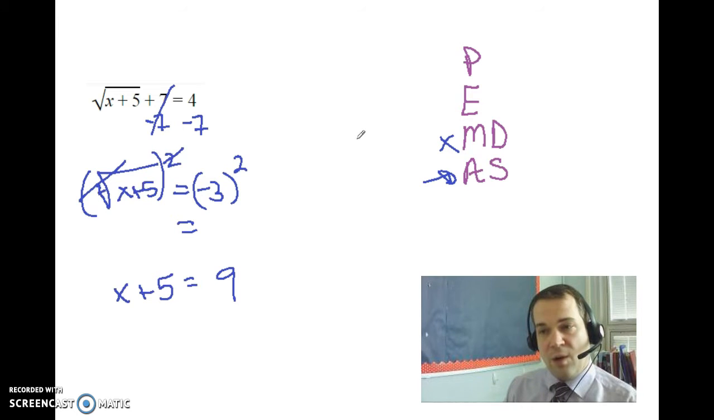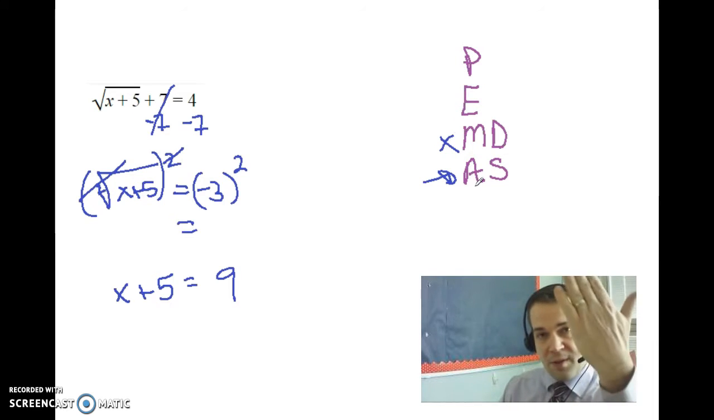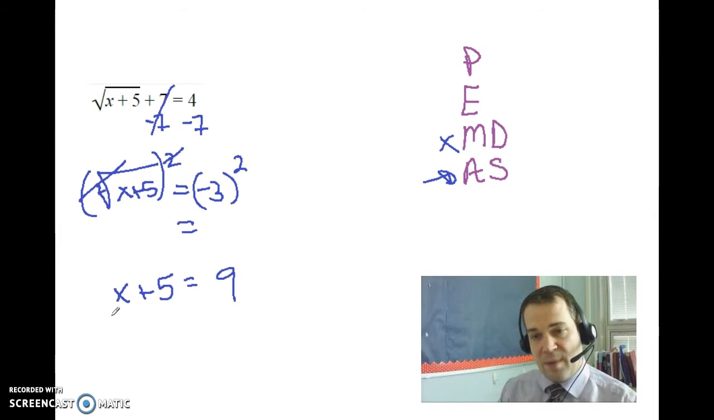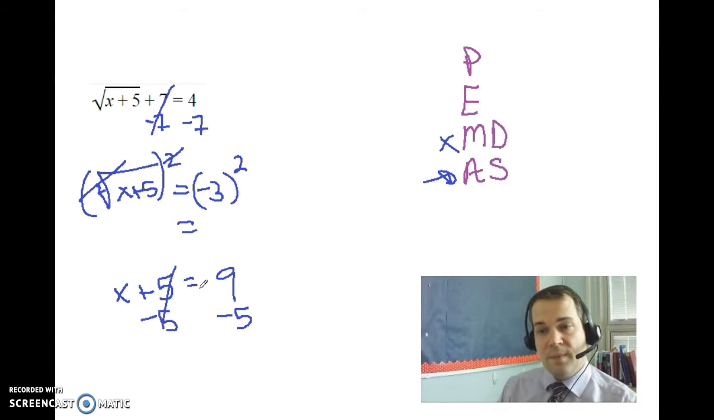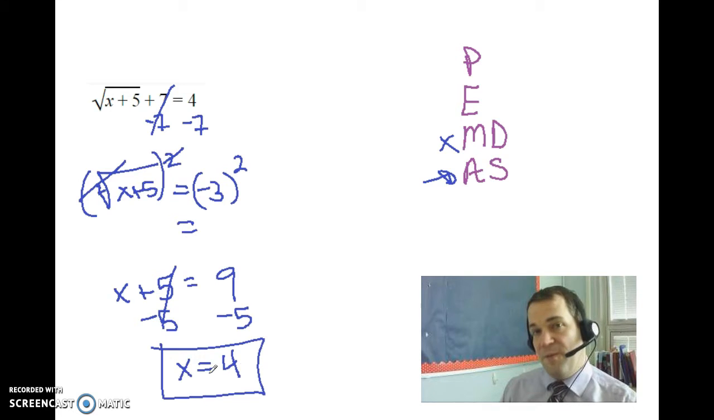Now that I've gotten rid of that grouping symbol, or the parentheses, I'm going to start the process all over again. I want to get this x by itself, so I'm looking to see if there's anything to add or subtract. A 5 was added, so I'll subtract 5 from both sides. These cancel. These guys make a positive 4. And if there's an answer, it will be 4.